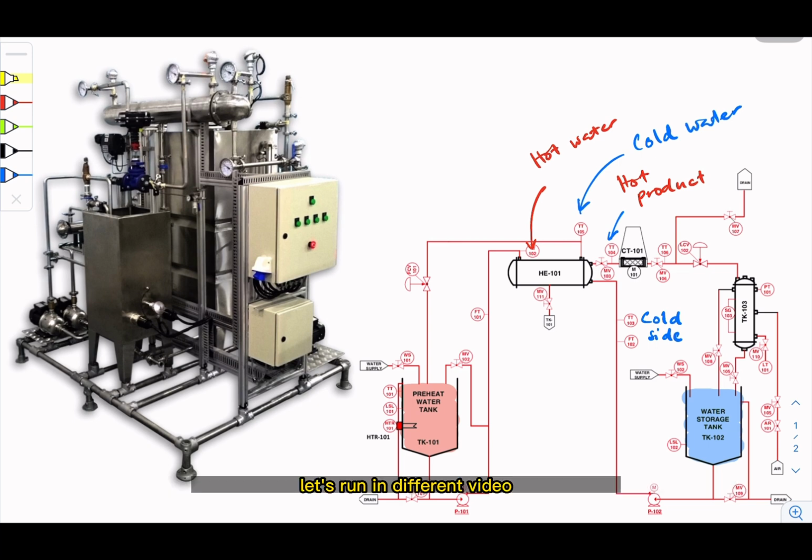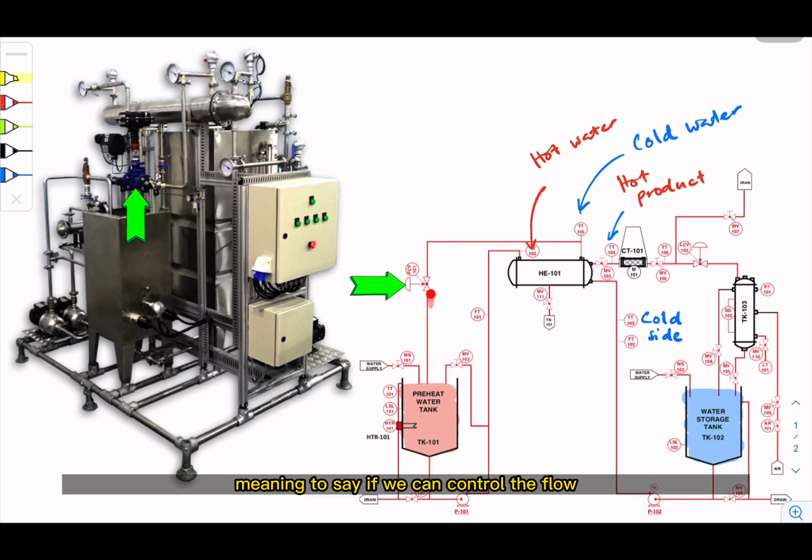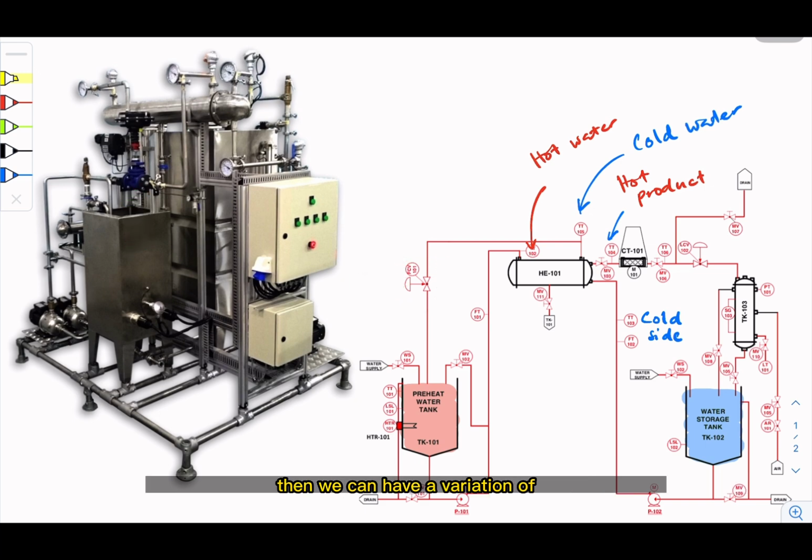Later on, in a separate video, we're going to look at how we can create a single loop control for this particular heat exchanger, because we have the flow control valve here. If we can control the flow of the hot water, then we can have a variation of the temperature of the product. Okay, thank you.